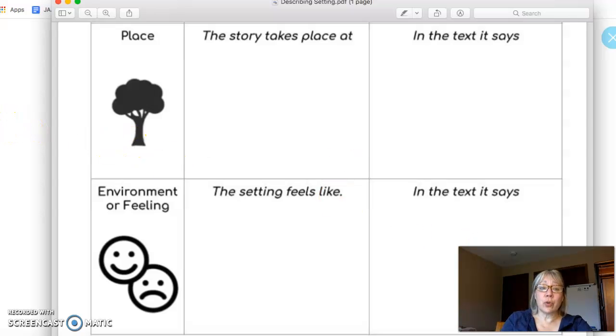When you do your story, you'll be doing yours on the setting of your story. And you can either, I'm going to reassign Little Red Riding Hood and the regular Cinderella and Hansel and Gretel. So you can use either one of those stories to fill out your setting.